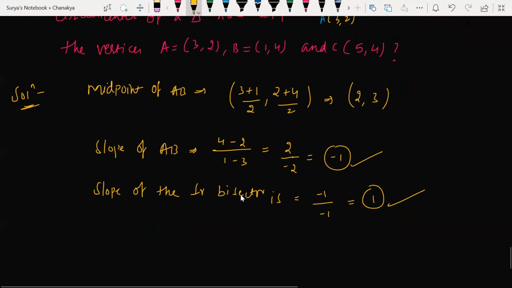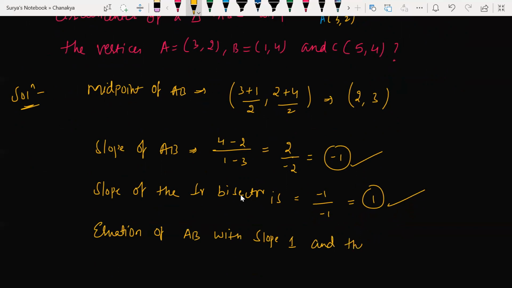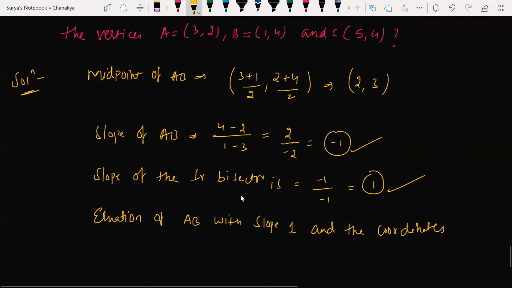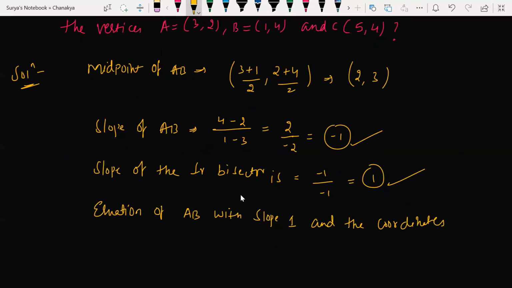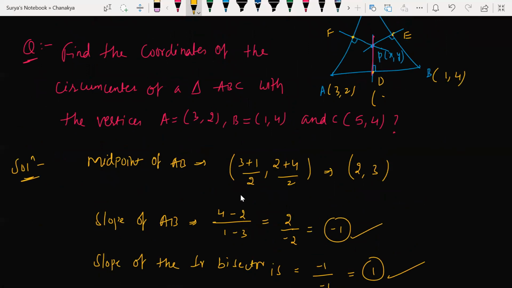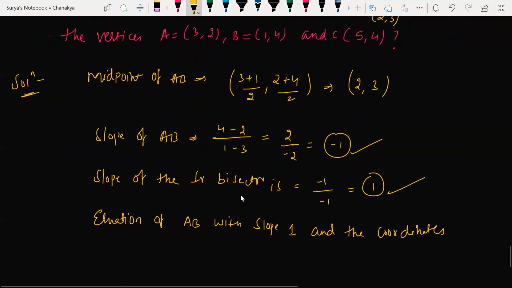Now, what is the equation? Equation of the perpendicular bisector with slope 1 and the coordinates. What are the coordinates that you have? Not 3, 2 and 1, 4, sorry. The coordinates 2, 3, D we got, right? With the coordinates 2, 3.